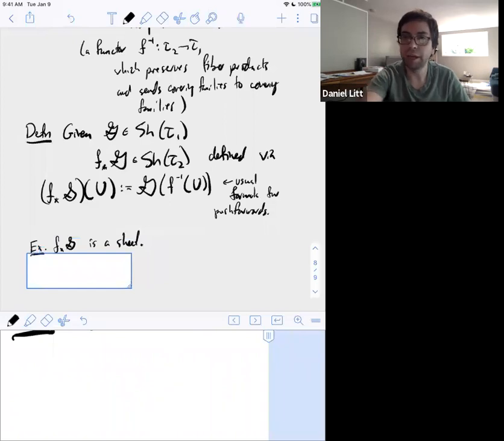Cool. So I think I'm out of time. Next time I will tell you about stalks, which are sort of the only example of pullbacks that we can do yet without sheafification. And then we'll use those to sheafify and prove things are abelian and make enough injectives and so on. So it's going to be great.